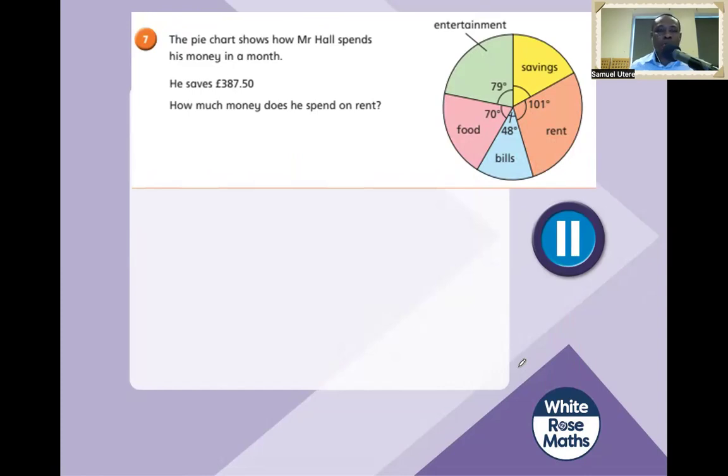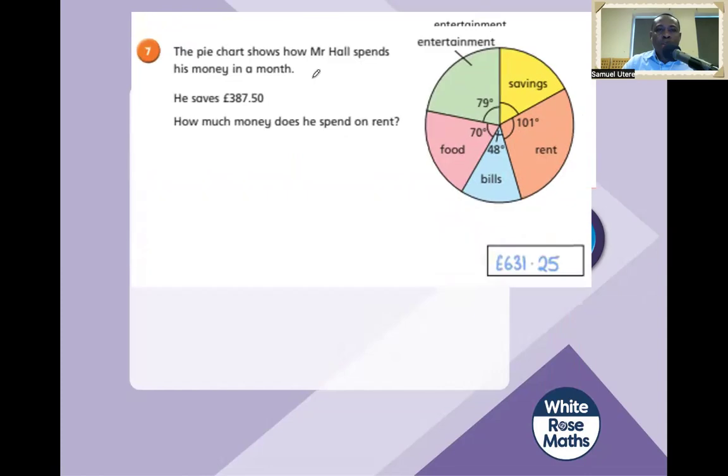Assuming you've paused the video and you've answered question 7, here are the answers. Here you ask, the pie chart shows how Mr. Hall spends his money in a month. He saves £387.50. How much money does he spend on rent?